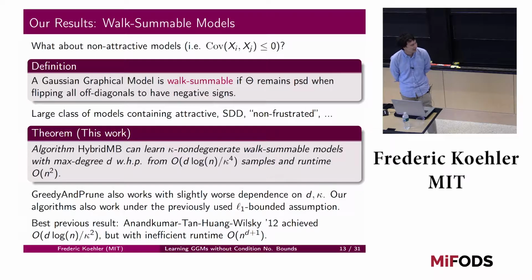and kappa. And also, just so it's clear, it's not like we made up a totally different assumption and our algorithms only work under this one, but not the previous one. If you make this assumption that the L1 norms are bounded, you could also prove good guarantees for both of these methods. And the best previous result here is by Anandkumar, Tan, Huang, and Willsky, and their algorithm again had runtime n to the d.